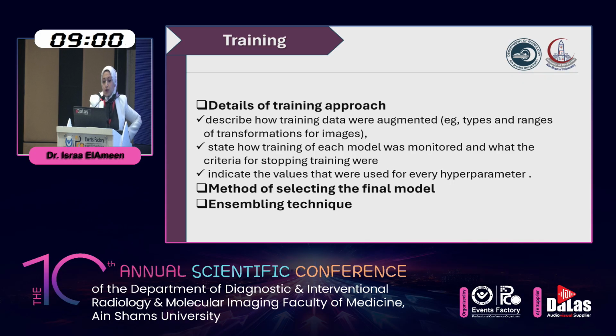And now we'll go to a very fundamental part, which is your training. You will have to tell the details of your training. That is to say, you will have to describe how the training data were augmented, how the training of each model was monitored, on which criteria you decided to stop training, how you selected your best model, and the values you used for each and every parameter. And it's very, very important to highlight the method you used to select your final model and the ensembling technique.